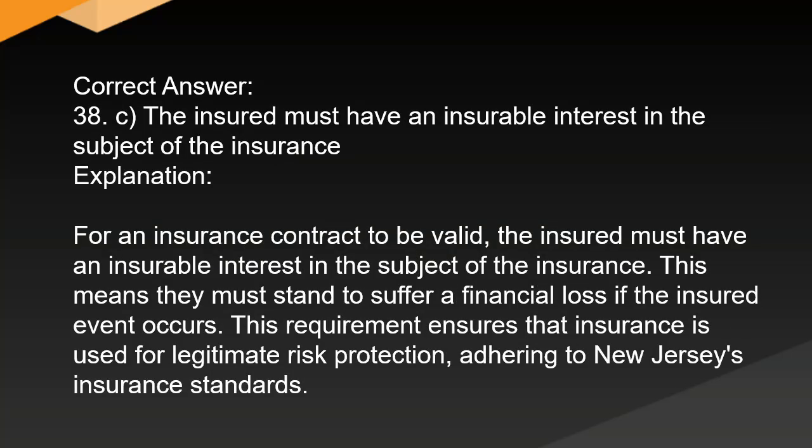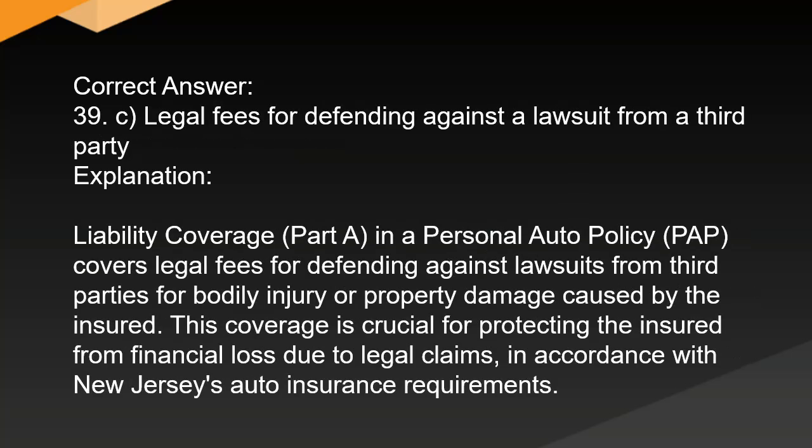Correct answer. C. The insured must have an insurable interest in the subject of the insurance. Explanation. For an insurance contract to be valid, the insured must have an insurable interest in the subject of the insurance. This means they must stand to suffer a financial loss if the insured event occurs. This requirement ensures that insurance is used for legitimate risk protection, adhering to New Jersey's insurance standards.